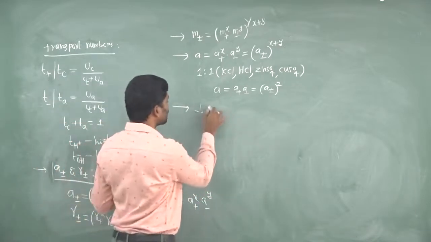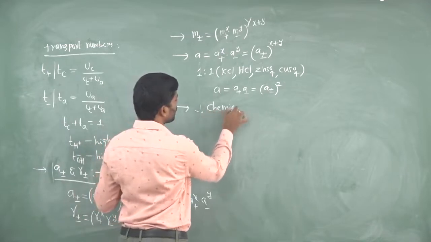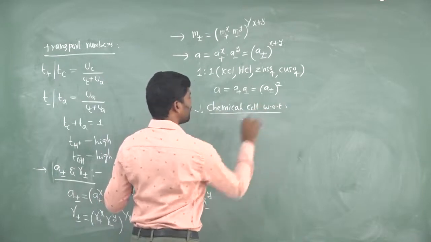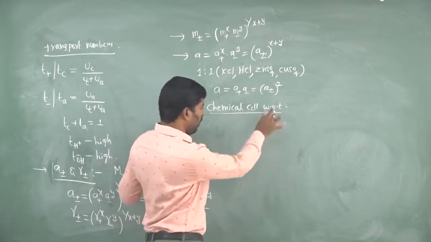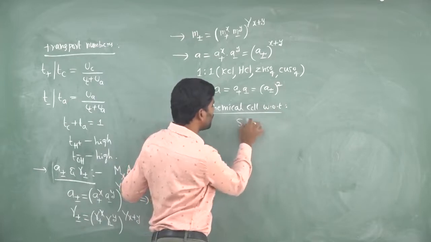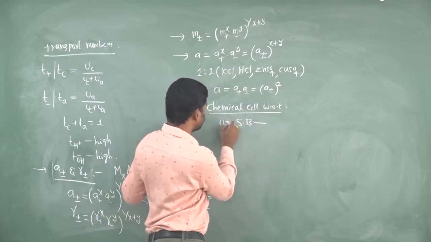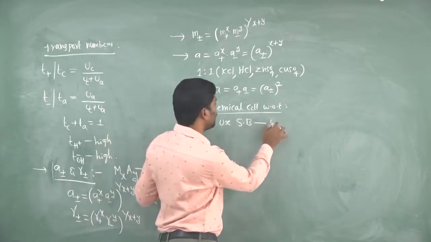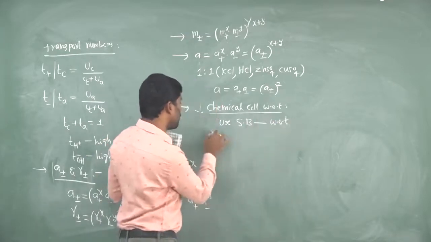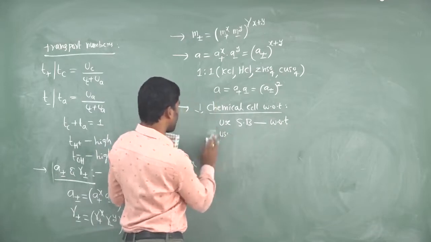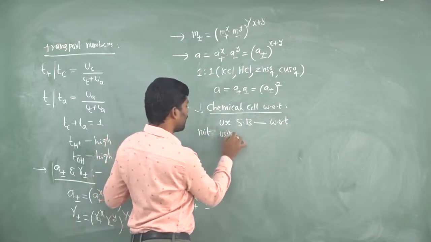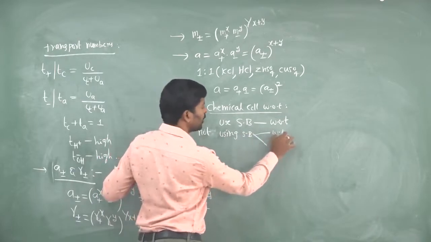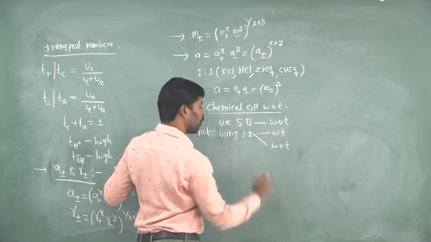We have 5 types. The first one is chemical cell without transference. If we use a salt bridge, whether it is with transference or without transference, it is without transference. If we are not using a salt bridge, then there are two possibilities: it may be with transference or without transference.